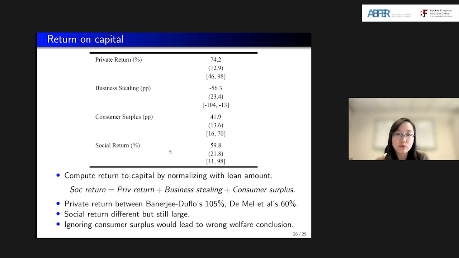And then when estimating the social return, we deduct the business stealing effects, but then add back the consumer surplus. And we estimated a social return of about 60%. And this is largely driven by the consumer gains.